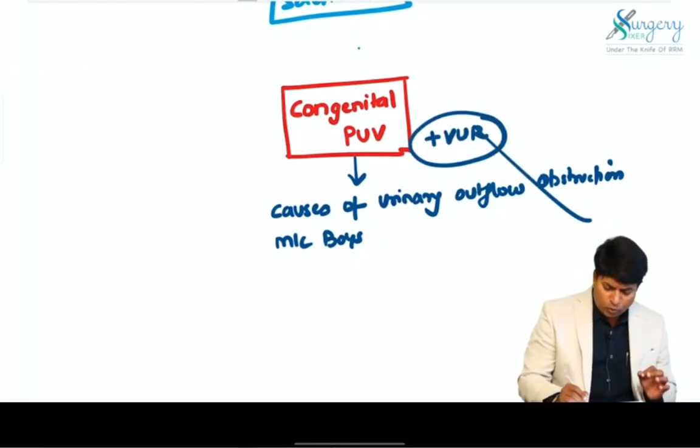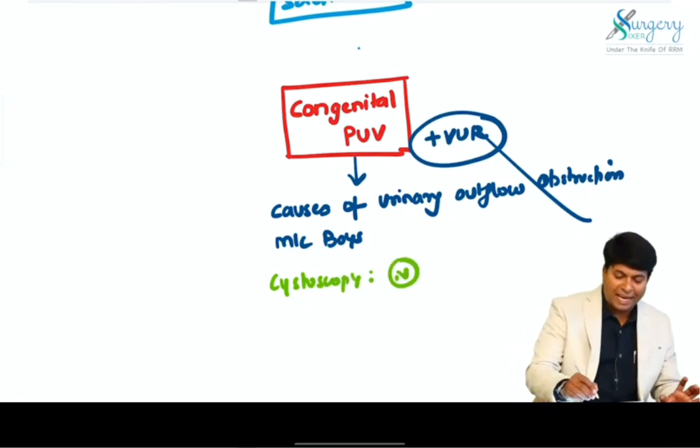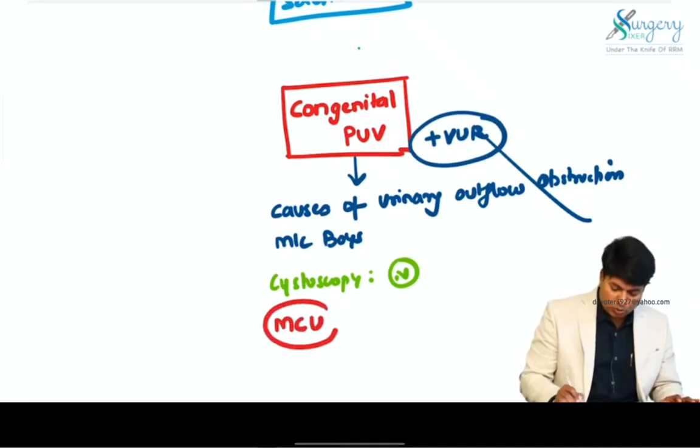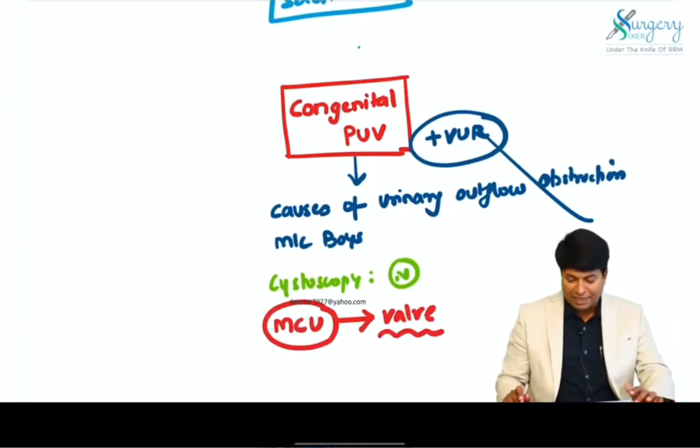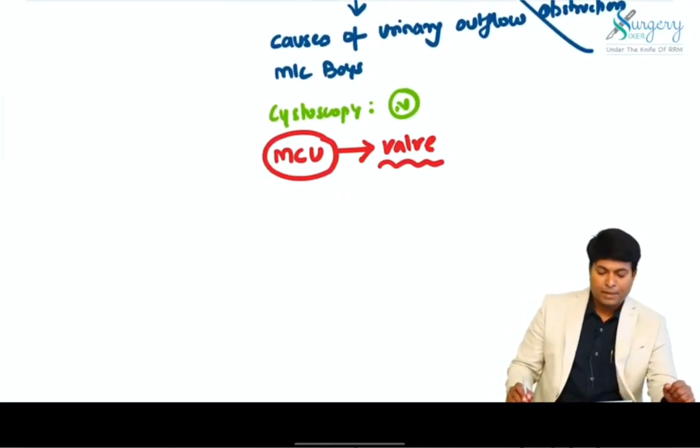The interesting point is that when you do a cystoscopy and see the urethra, it will look normal. This can be diagnosed only by one investigation: micturating cystourethrogram will show you the valve. I will show you this image also. So please don't forget this point. Congenital posterior urethral valve can be diagnosed only on micturating cystourethrogram. So these are the important benign problems in the penis.